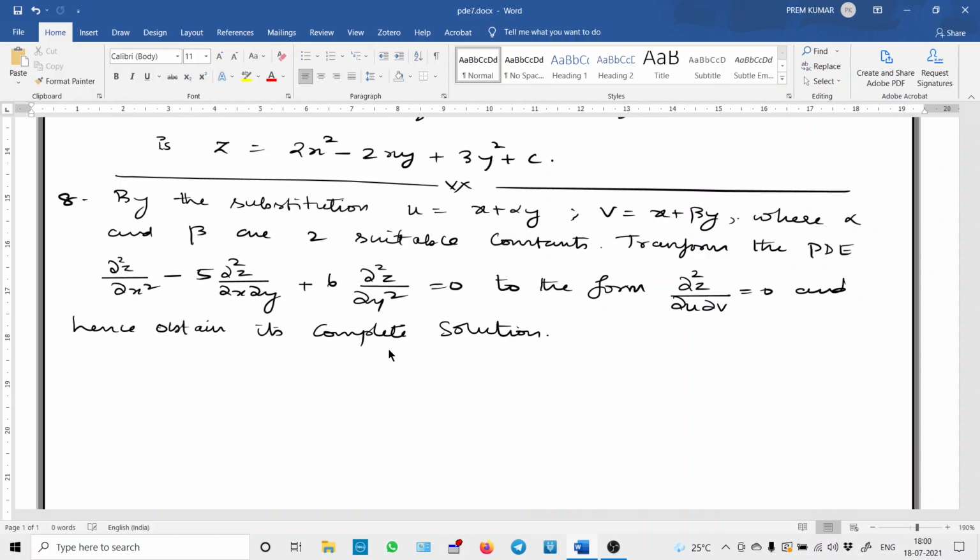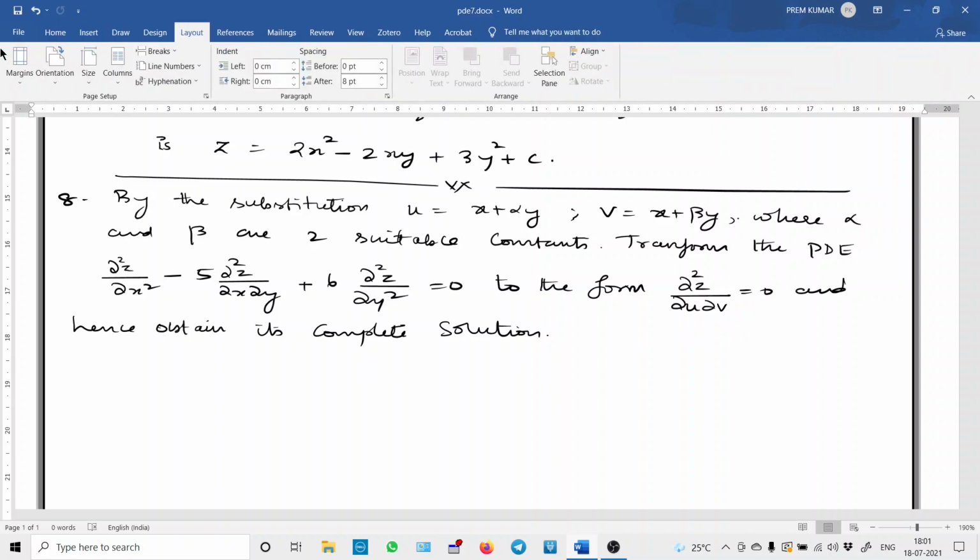So for this partial differential equation we are going to make this transformation given by u and v, then transform this big expression of 3 terms into this partial differential equation. We call it the canonical form, and then find its complete solution. This is what we are going to do. We are going to use the substitution here.